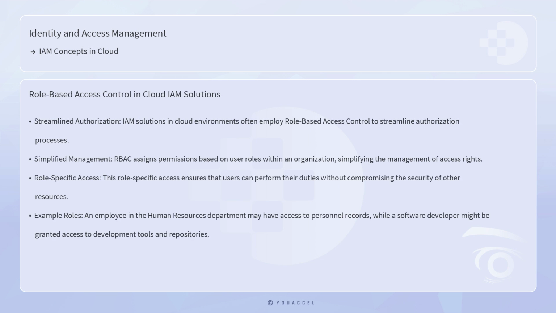IAM solutions in cloud environments often employ role-based access control to streamline authorization processes. RBAC assigns permissions based on user roles within an organization, simplifying the management of access rights. For instance, an employee in the Human Resources Department may have access to personnel records, while a software developer might be granted access to development tools and repositories. This role-specific access ensures that users can perform their duties without compromising the security of other resources.